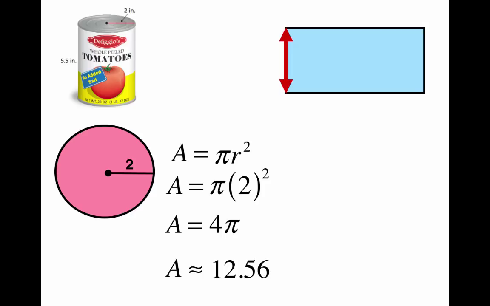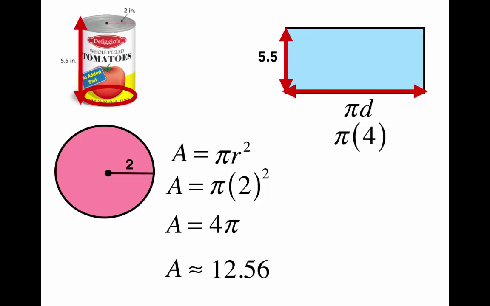Now how tall is this rectangle? Well, looks like it's 5.5 inches over there, so 5.5. How wide is this rectangle? That means what's the circumference of this circle? Well, it's going to be pi times d. What's d? What's diameter? Well, it's a 2-inch radius, so it must be a 4-inch diameter. So we're going to multiply 5.5 times the 4 pi. And we're going to use a calculator to do that. 5.5 times 4 times 3.14 is about 69.08.